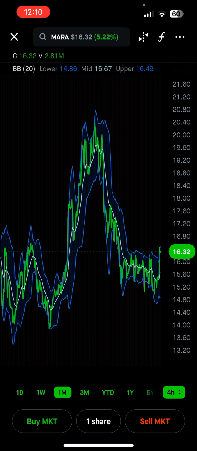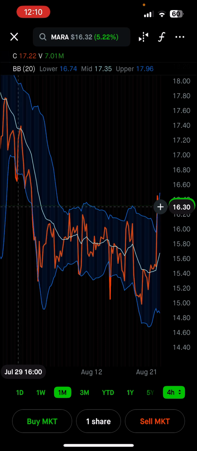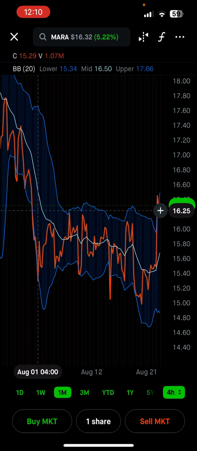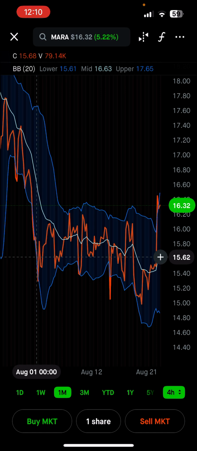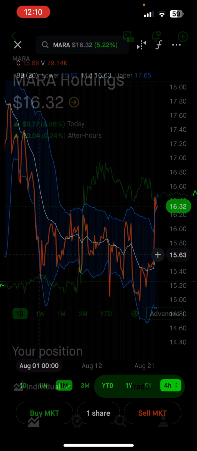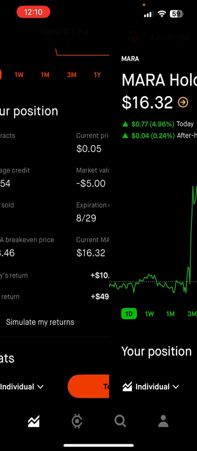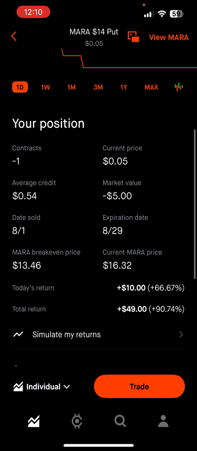So we might have to go back a little bit. Yes, you can see here, August 1st is when I sold a put. The stock was trading at around $15, and this is when I opened a sell put. I did a $14. If we look at this $14 sell put or cash secured put, it is currently up 90%, around $50. And this should expire worthless, and therefore, this trade will be successful.